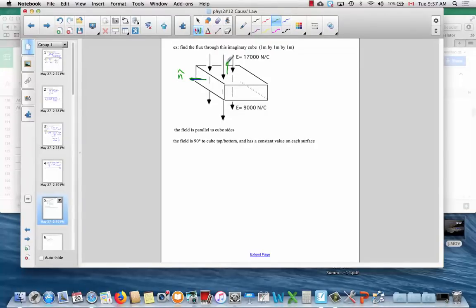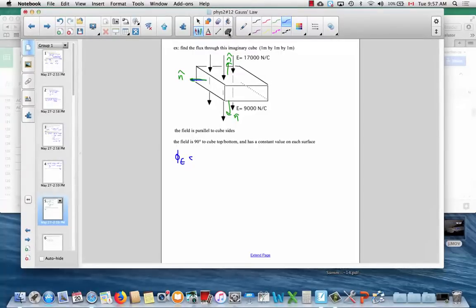So here we've got negative flux on the top, positive flux on the bottom, because outwards flow is positive, and no flow on the sides. To find the electric flux, you need to consider all surfaces. All right, so how do we do it? We're going to add up E dot dA.